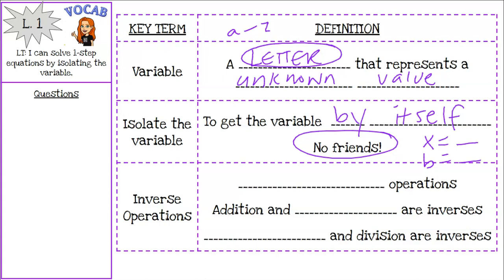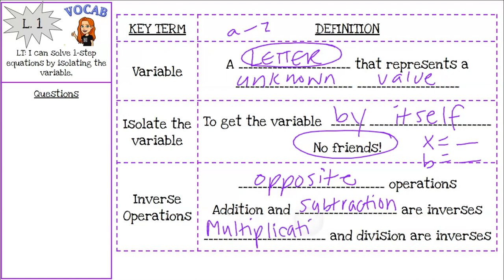And then lastly, inverse operations are just opposite operations or operations that undo each other. So we can say addition and subtraction are inverses, and also multiplication and division are inverses.